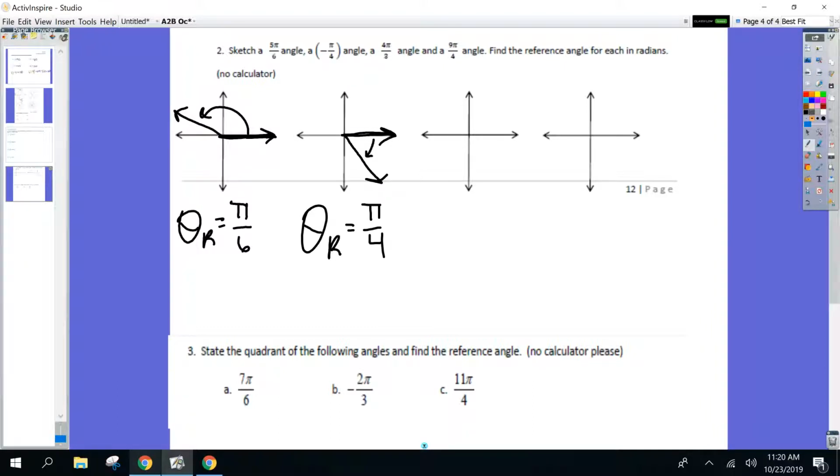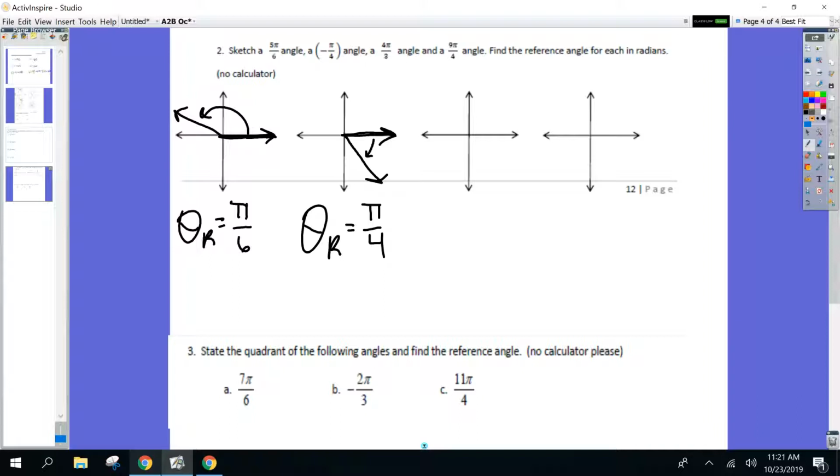4 pi over 3. Ready? Pi over 3. 60 times 4. 240. Look how quick we're going. What quadrant's 240 in, Sarah? That took 15 seconds. Instead of now what? Looking at my formula sheet. What do I multiply by?